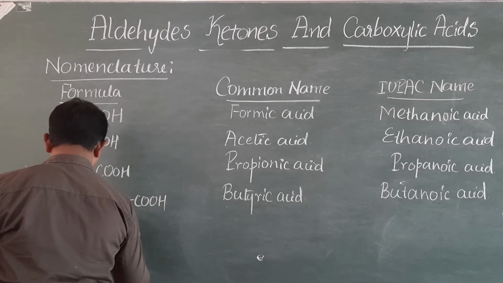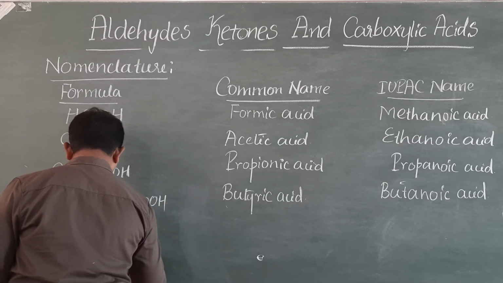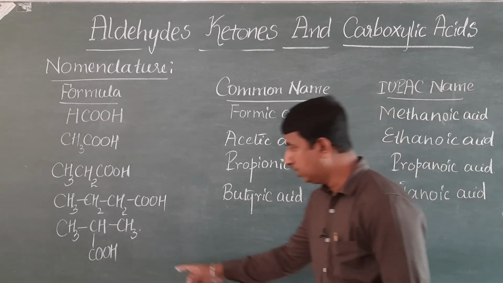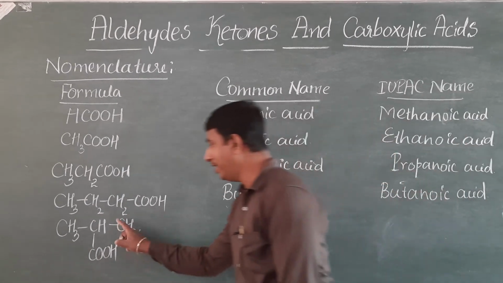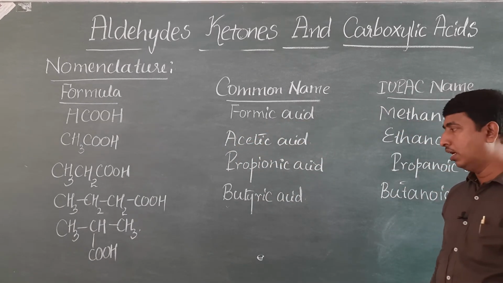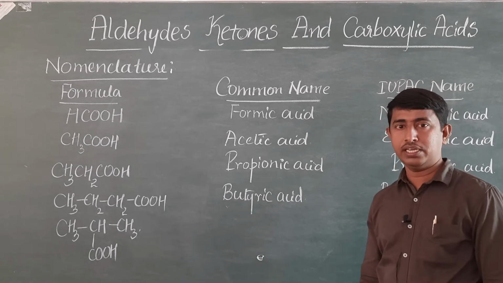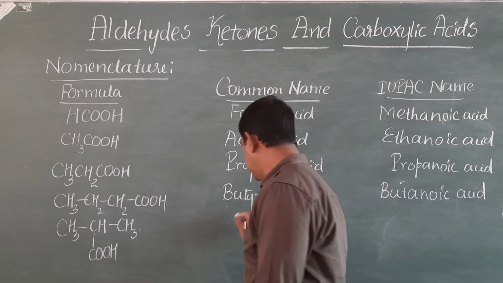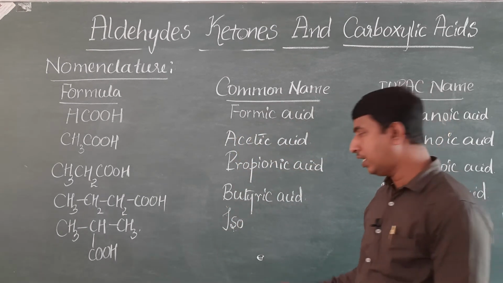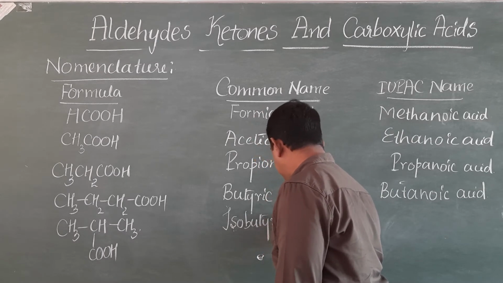CH3 CH CH3 COOH. So this compound has a branch, with identical groups present on either side. Total number of carbon atoms is equal to 4 only. So it is butyric acid only, but I have to add a prefix, that is iso. It is isobutyric acid.